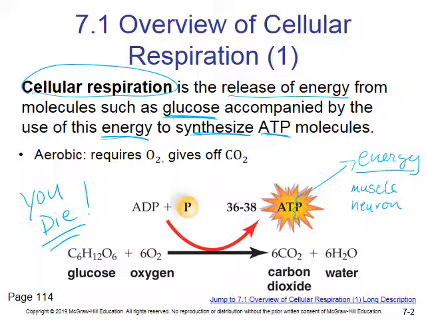Here we can see the equation. Glucose, the food that you eat, and oxygen, the air that you breathe, are used. We take the energy out, store it as ATP, and the waste products are carbon dioxide that we exhale, and then water. And remember, the majority of our body is water, but if we have excess water, we can also eliminate that via the kidneys.